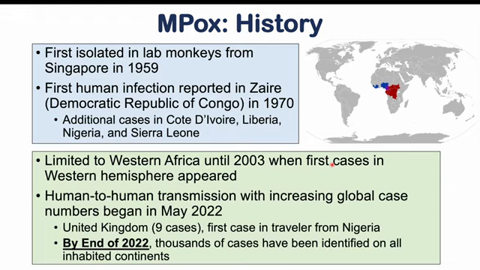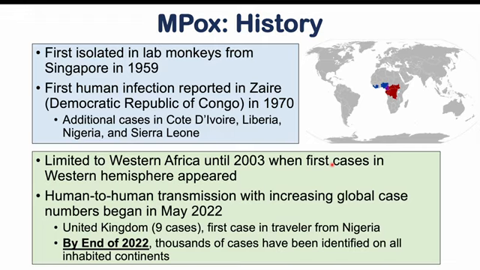Even with these increasing case numbers, it was still limited to Western Africa until 2003, when the first cases started to appear in the Western Hemisphere. So this was due to transportation of animals from Africa to the United States. Then we start seeing cases appear in the United States. But we don't really see a large amount of human-to-human transmission. Most of it is from animals to humans.